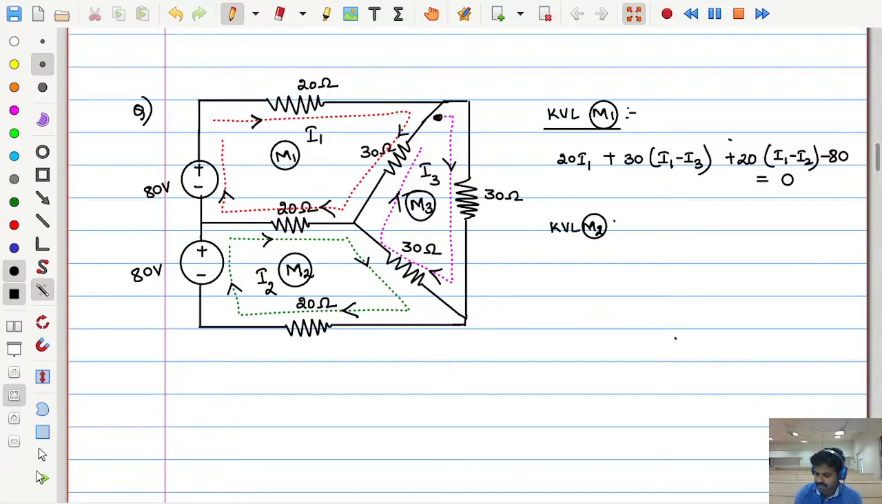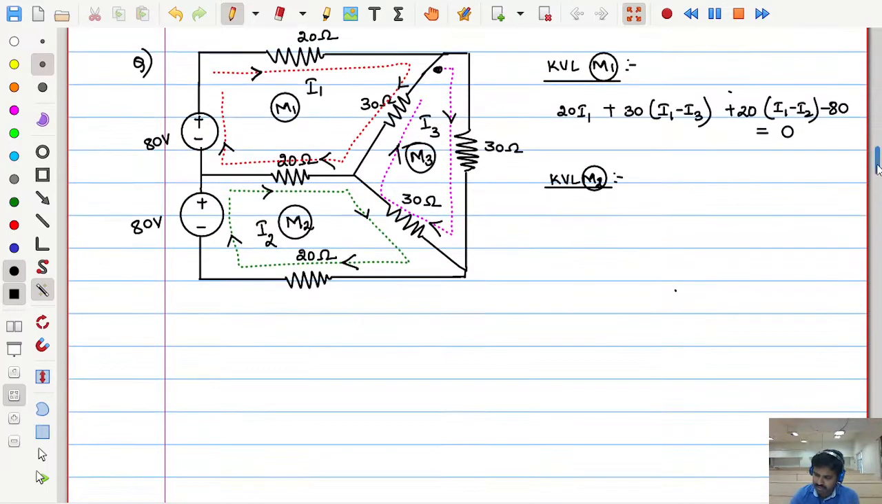Next KVL for mesh 2, it's now your choice. Now I should be silent. Why? Because my area activation got completed. Now it's deactivated. Now it's your turn. Choice is yours for mesh 2. 20 into I2 minus I1, plus 30 into I2 minus I3, plus 20 into I2, plus 80, is equal to 0.